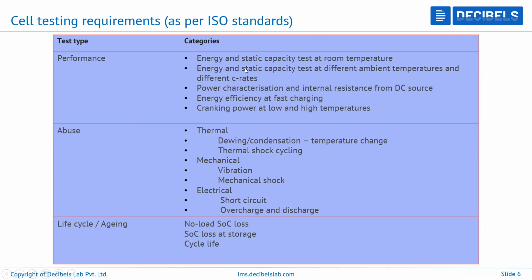As I had explained earlier, there are so many different standards. Mainly throughout today's session, we'll be referring to ISO standards. As per ISO standards, you will see that there are three main categories through which you will have to perform the cell tests: starting with the performance test, abuse test, and then life cycle or aging test.